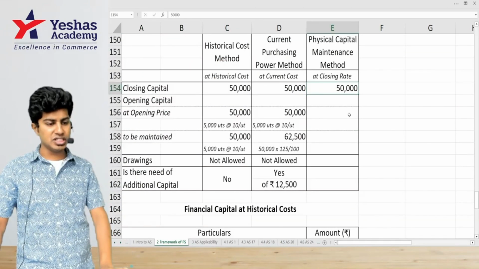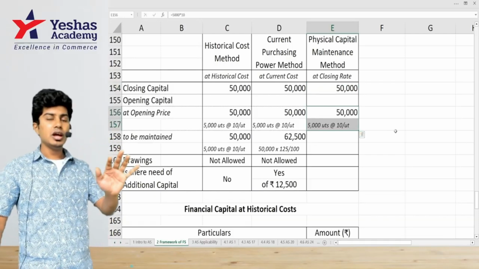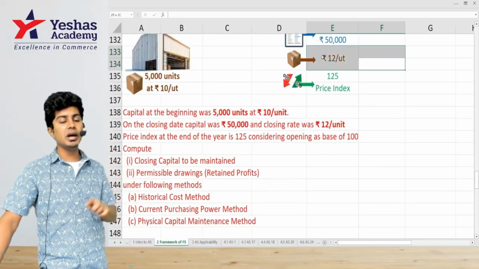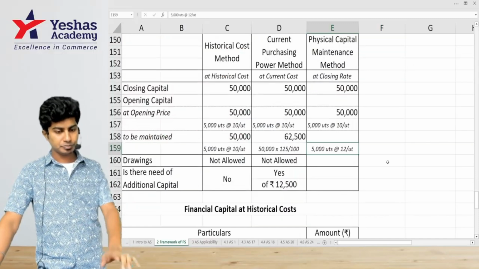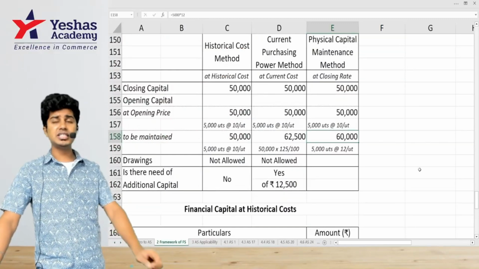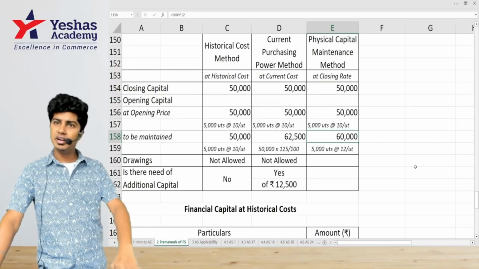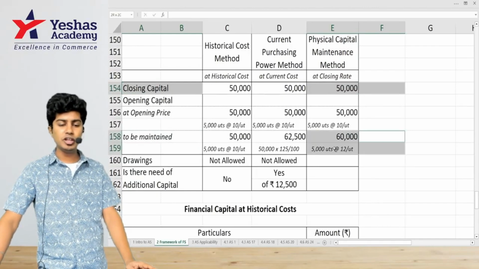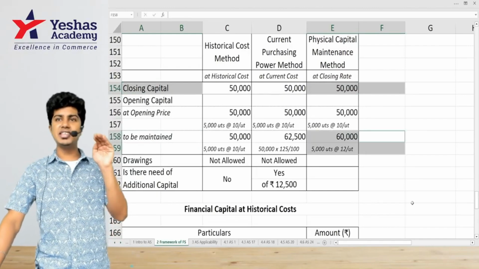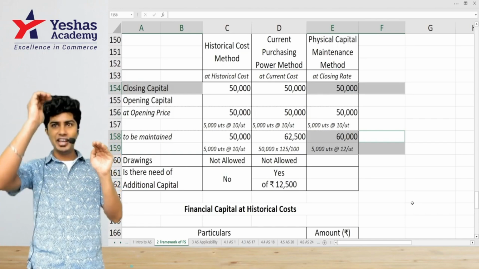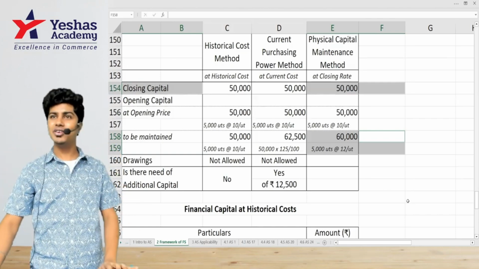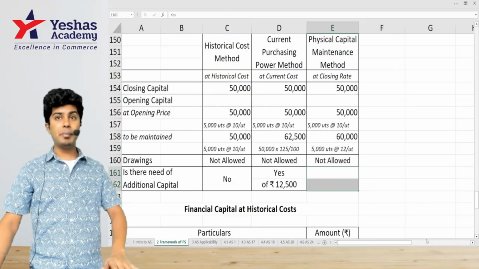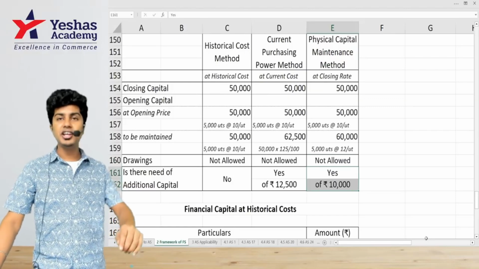Now, closing capital is 50,000. That doesn't change. Opening capital at opening price is the same. Now, on the closing date, I want to maintain 5,000 units, but each unit has now become 12. 5,000 into 12, 60,000. Everyone understood 60,000? What is the closing capital? 50,000. How much should it be maintained at? It should be maintained at 60,000. Can I withdraw? Already shortage. You cannot withdraw. Drawings allowed or not allowed? Not allowed. But is there a need for additional capital? Yes. Very good.